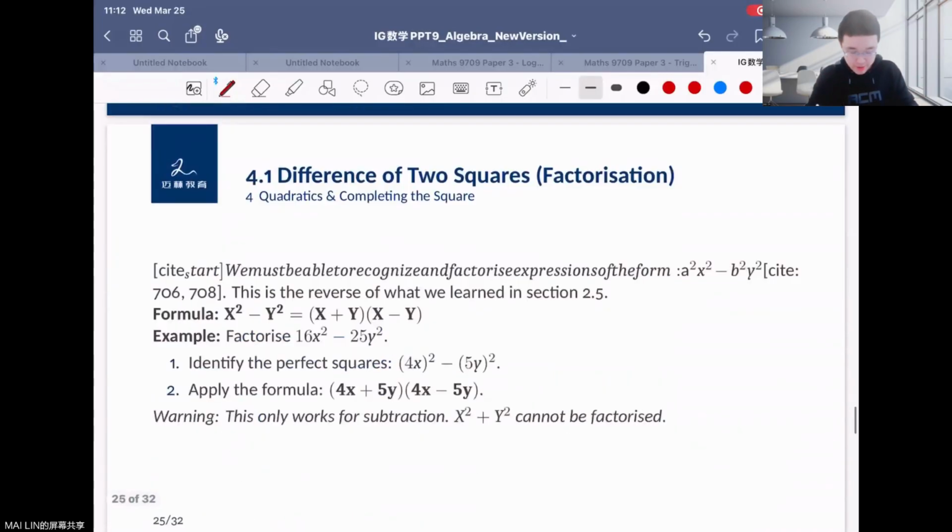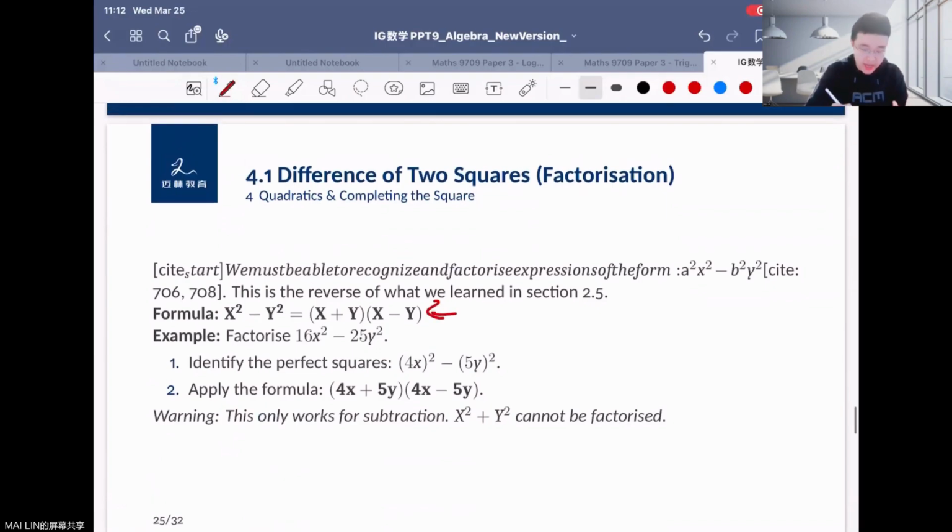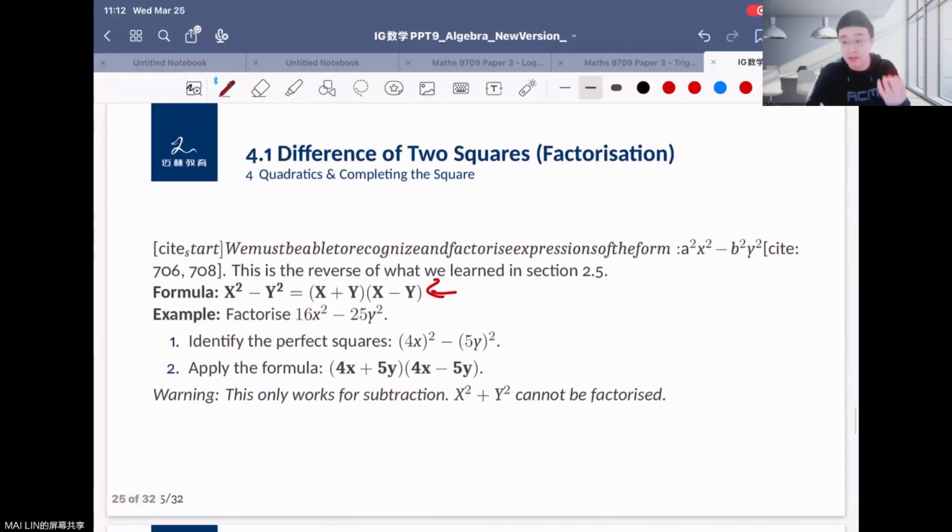Okay, so first of all, let's try to understand the basics of factorization. Here you can find an example: a squared x squared minus b squared y squared. If you want to factorize it, sometimes it's very hard to do, right? So first we give the formula: x squared minus y squared, we can factorize as x plus y times x minus y, right?